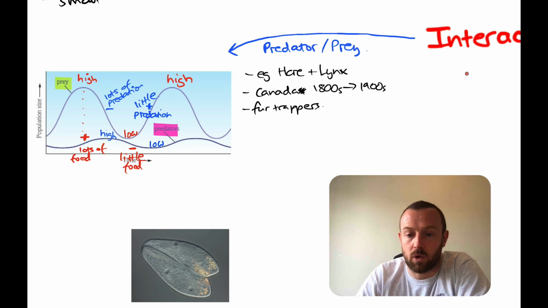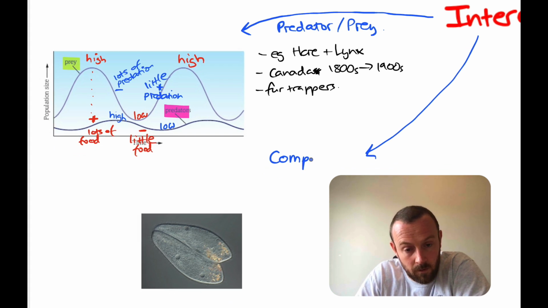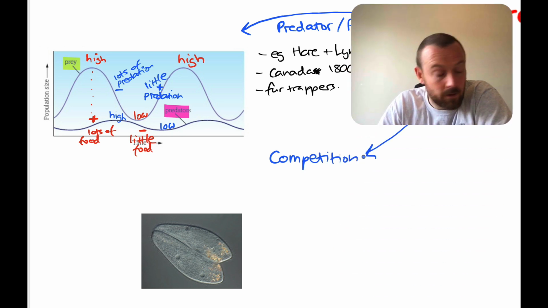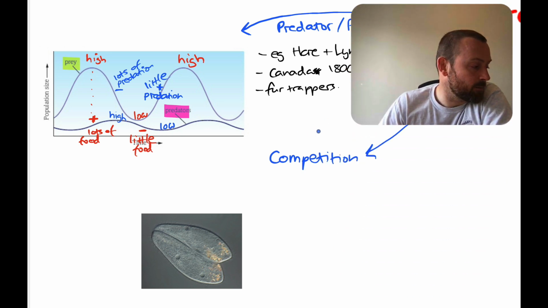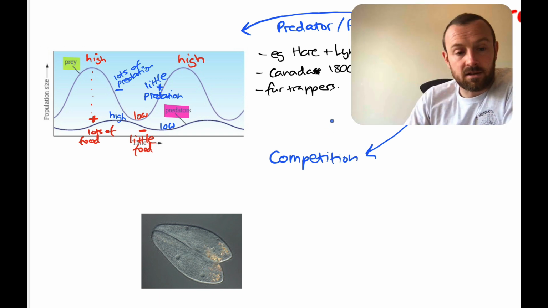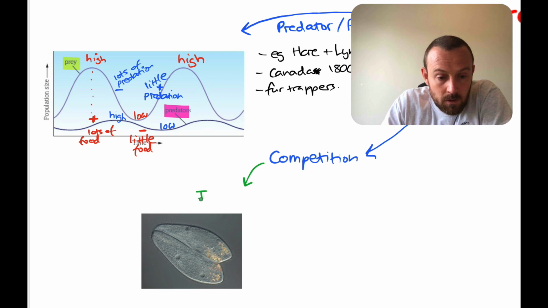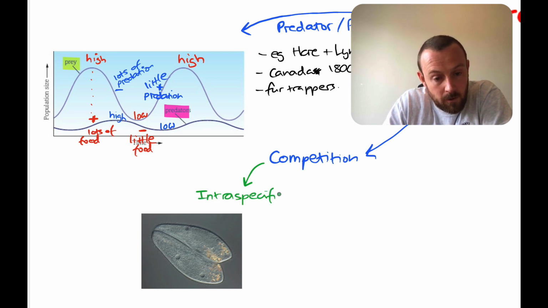Right, so now let's move on to talk about other interactions. So let's go down here, and we're going to talk about competition. Now, first of all, there's two different types of competition. There's intra-specific and inter-specific. So let's go to green. Intra-specific and inter-specific.